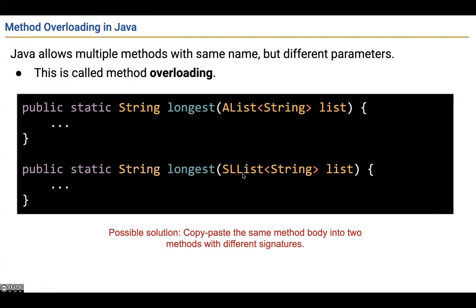I'd have 2 longest methods. One of them takes in an S list. One of them takes in an A list. The body of the methods would be totally copy-pasted. And this way, if someone calls longest with an S list, they would use this method. If they called longest with an A list, they would use this top method. They do the same thing. Sometimes this is called overloading, because there are 2 methods with different signatures. They take in different arguments. So this works. I could copy-paste the method. But I don't like this.